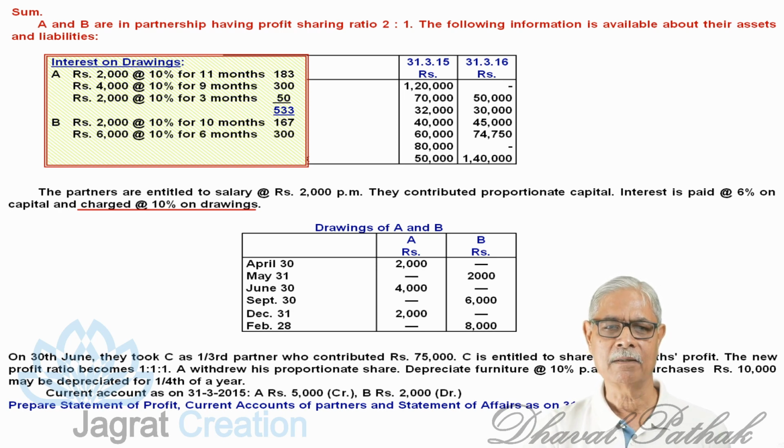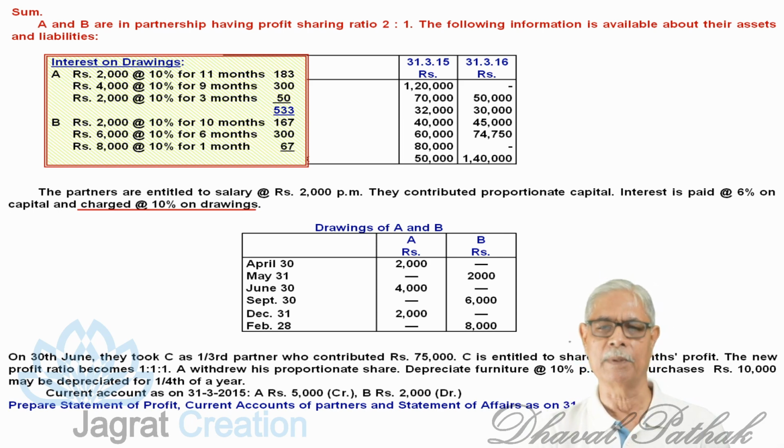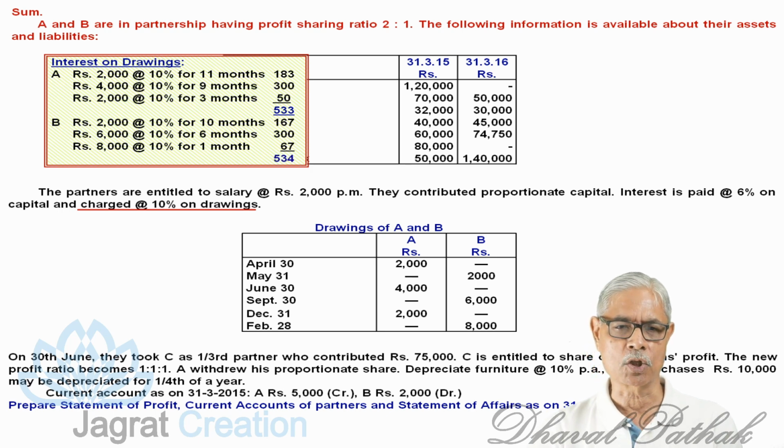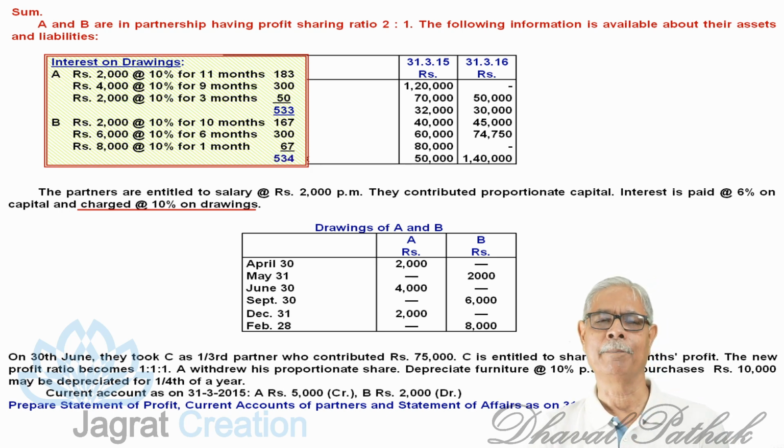Now 6,000 into 10%, amount withdrawn on 30th September. So after 30th September: October, November, December, January, February, March, 6 months interest. And on 8,000, he has withdrawn on 28th of February. So interest will be calculated for 1 month, that is for March, 67 rupees. So this is the interest on drawings. So I have calculated salary, interest on capital and interest on drawings in explanation.